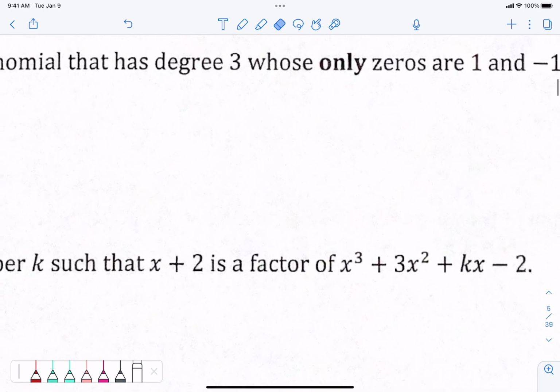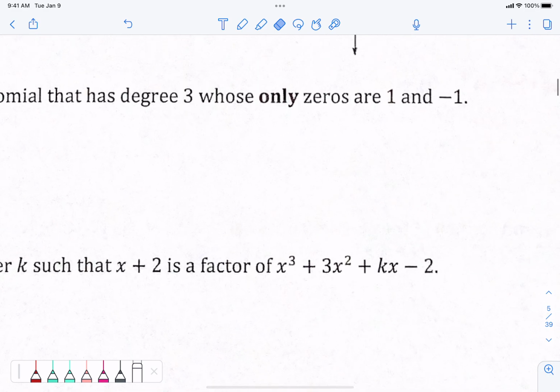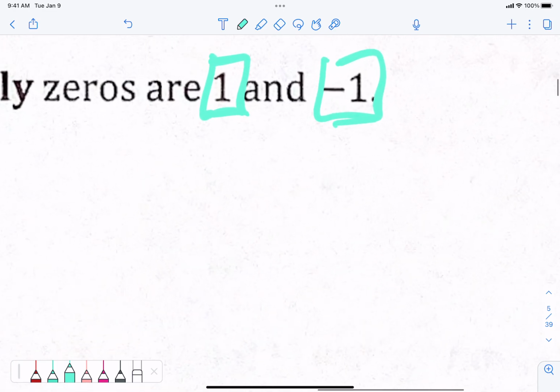Find a polynomial that has degree 3, whose only zeros are 1 and -1. Now, hold up a second. If it has degree 3, it has to have 3 zeros. So x minus 1, x plus 1, x plus 1. If my only answers can be 1 and -1, that means one of those has to repeat more than once, right? And I don't care which one you have repeating. There are 2 different answers to this. So would you like the 1 or the -1 to repeat? 1. You want the 1 to repeat again? Yeah. Okay.